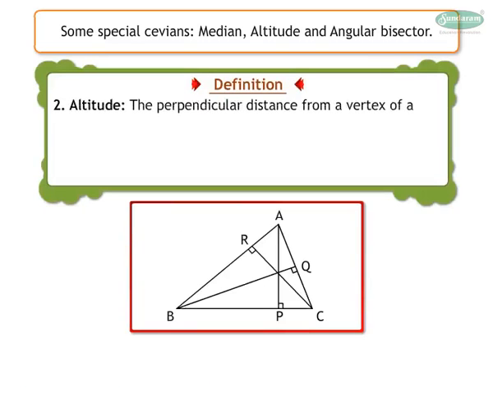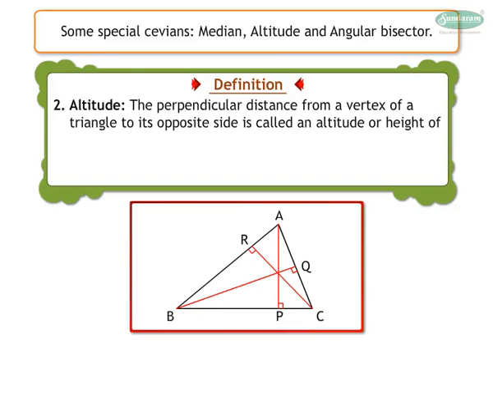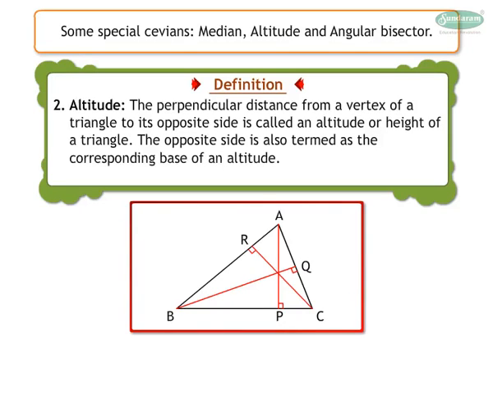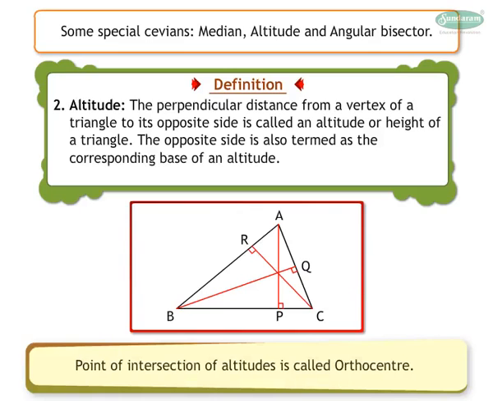2. Altitude. The perpendicular distance from a vertex of a triangle to its opposite side is called an altitude or height of a triangle. The opposite side is also termed as the corresponding base of an altitude. There can be three altitudes in a triangle with its corresponding bases. These three altitudes intersect at a point which is called orthocenter O.